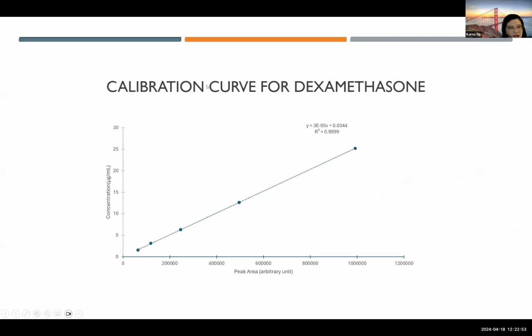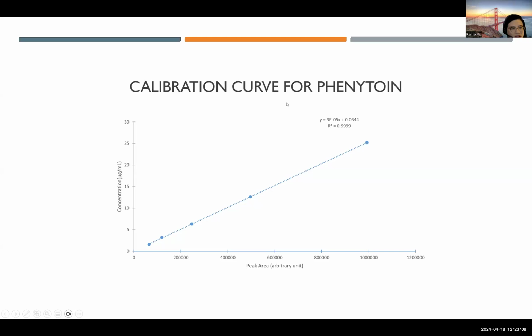So this is the calibration curve for dexamethasone. We plot the concentration, in microgram per ml, versus the peak area. As you can see here, it's very linear. This is the calibration curve for phenytoin. Again, we are plotting the concentration versus the peak area, and it's very linear. Oh, I'm sorry, it should be flipped. The peak area should be here.